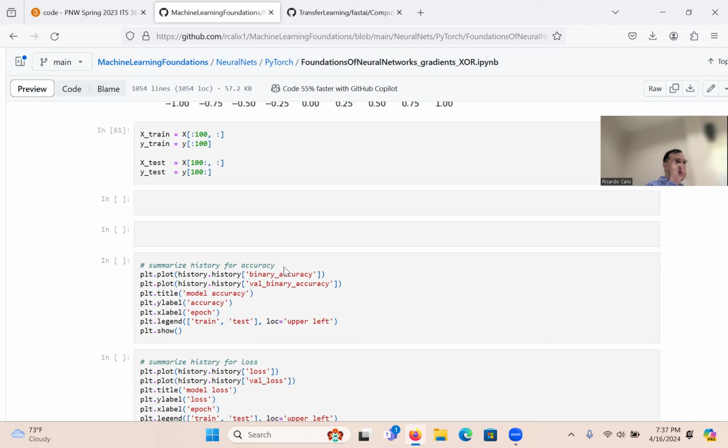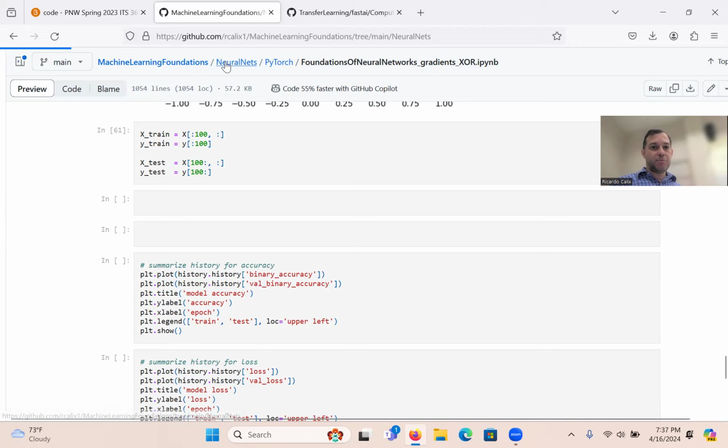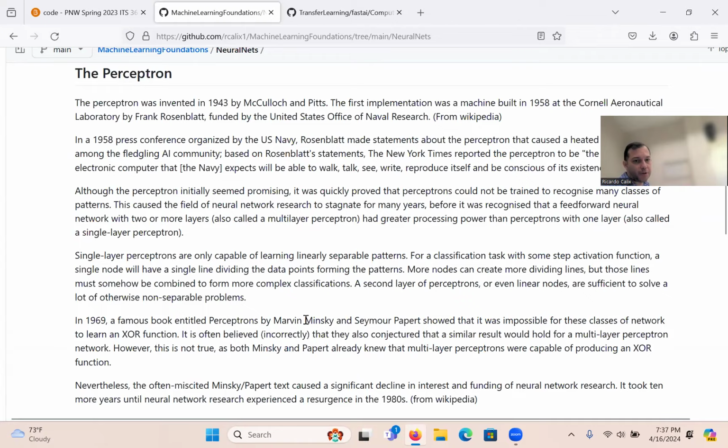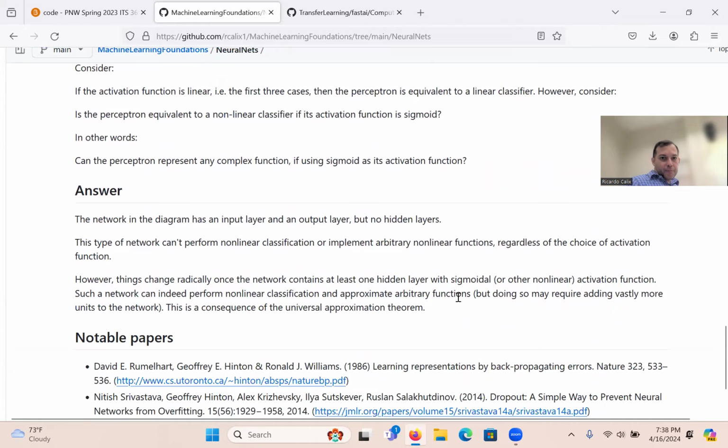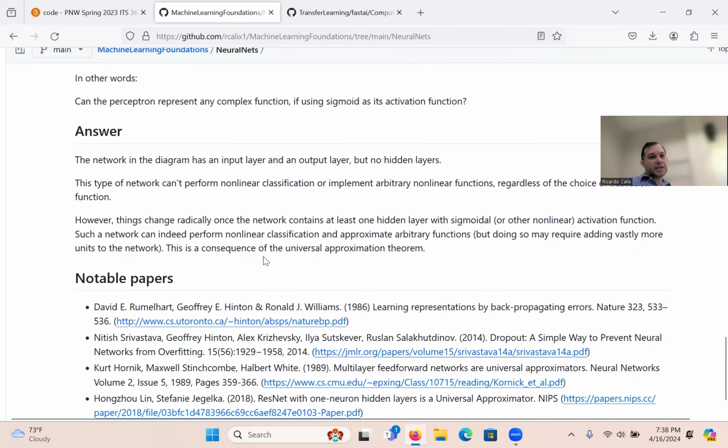And deep learning, by the way, and I'll close with this, needs to be, you know, here's the history of the perceptrons and a lot of the things that we've covered. So just this last blurb here, basically. However, things change radically once the network contains at least one hidden layer with sigmoid or other nonlinear activation functions. Such a network can indeed perform nonlinear classification and approximate arbitrary functions, but doing so may require adding vastly more units to the network.